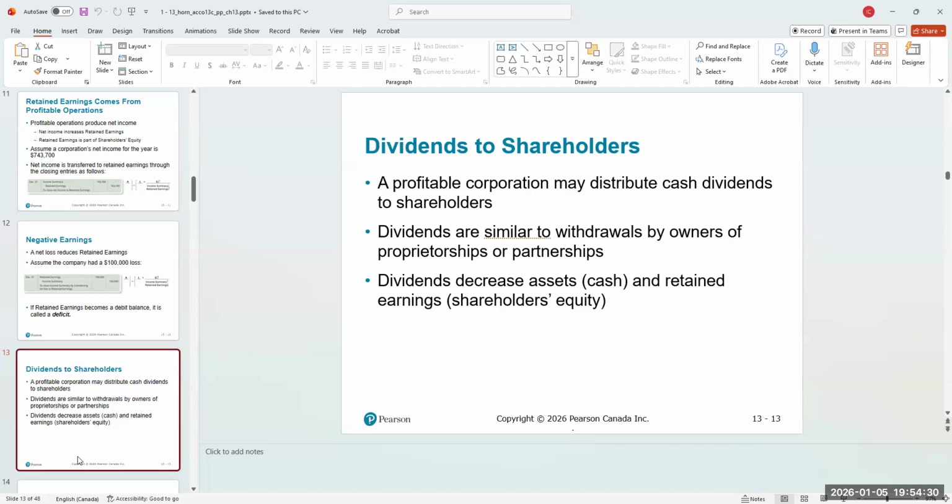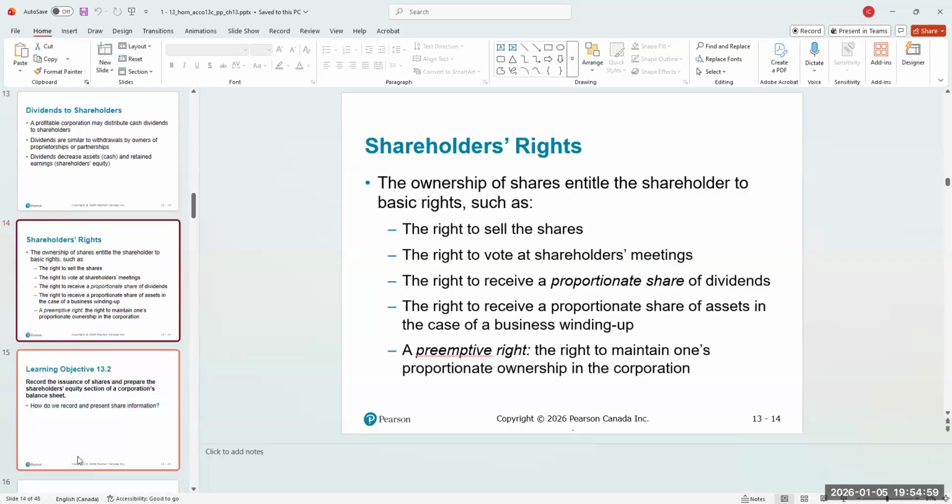What's going to happen when we give the shareholders a dividend? Well, a cash dividend in this case. Obviously, if the corporation gives the cash to the shareholders, that cash is no longer in the corporation. The cash assets are going to go down, and the retained earnings are also going to go down. So if we want to give the shareholders a cash dividend, what do we need to have? We need to have retained earnings, and we need to have cash.